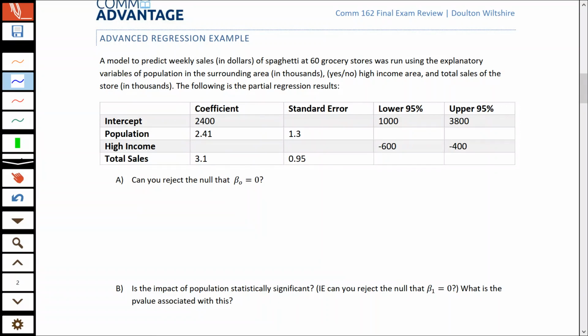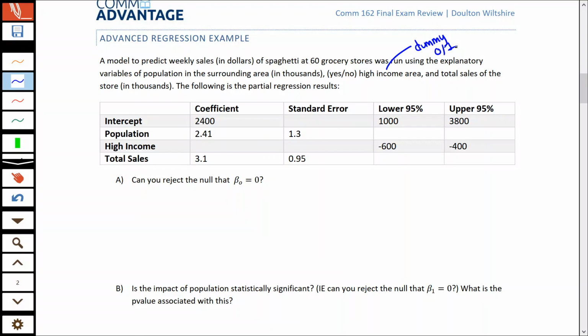And so it says a model to predict weekly sales in dollars of spaghetti at 60 grocery stores was run using the explanatory variables of population in the surrounding area in thousands, yes or no, high income area. So when we see that kind of yes or no situation, we want to make sure we're recognizing that that is a dummy variable. It's going to be a 0 or a 1 type variable. And total sales in like of the store in 1,000.